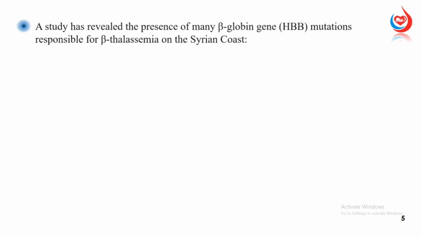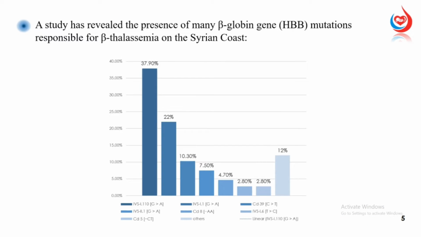A study has revealed the presence of many beta-globin gene mutations responsible for beta-thalassemia. These are the proportions of mutations spread in the coastal region. The following two, IVS1-110 A instead of G and IVS1-1 A instead of G, are found to be the most predominant mutations with allele frequency of 37% and 22% respectively. It was found that the rest of the mutations were less frequent.